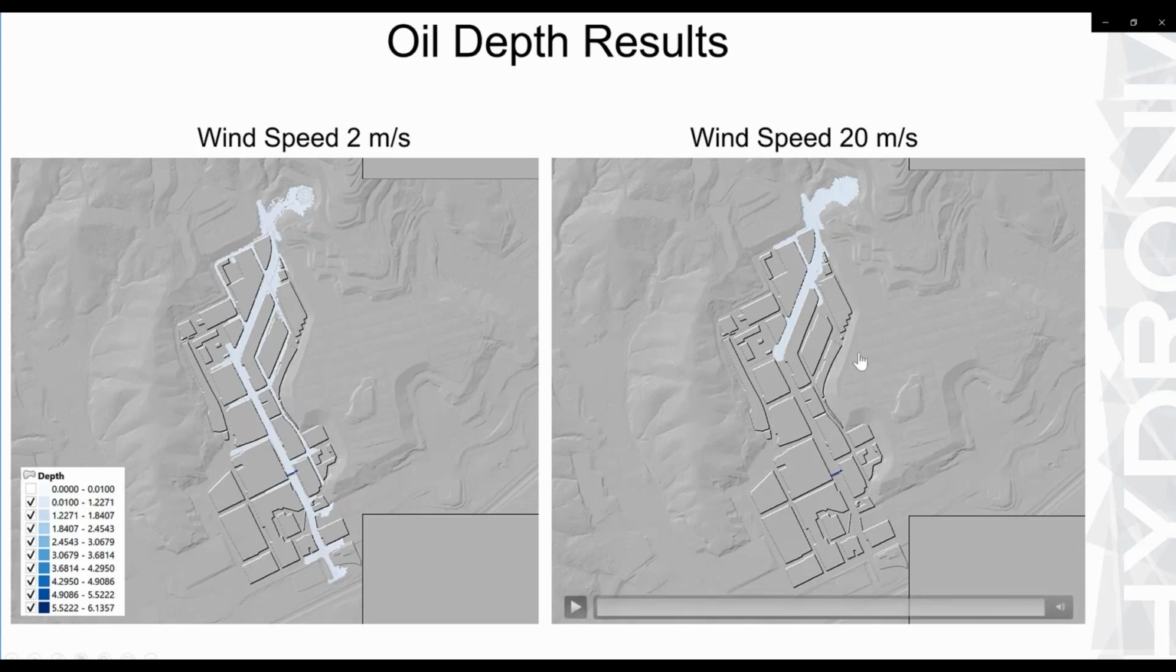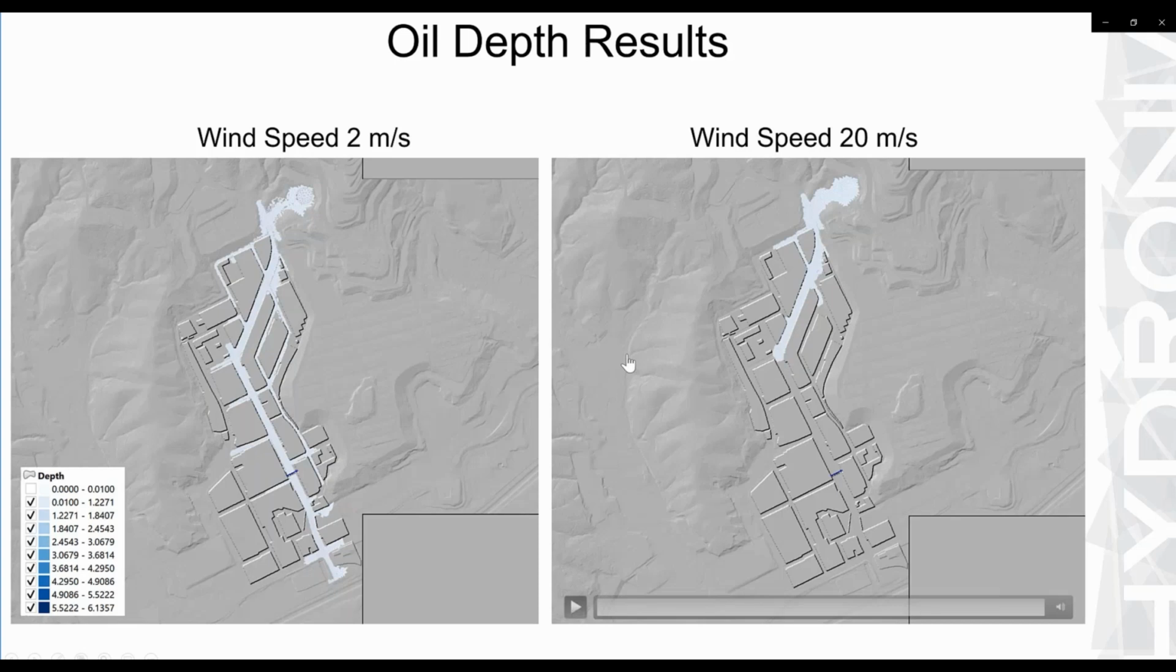So the model simulated this flow of the same oil, but at a situation where the wind speed was 20 meters per second instead of 2, and the oil didn't move anymore. So why didn't it move anymore? Because the properties changed and the oil viscosity went rocket high, and also the yield stress.